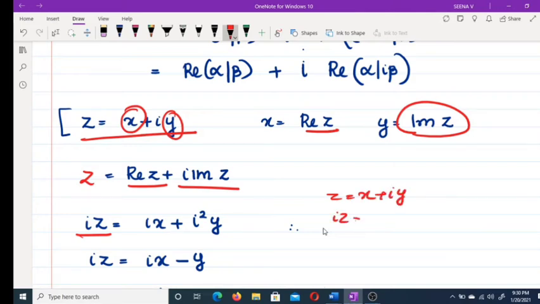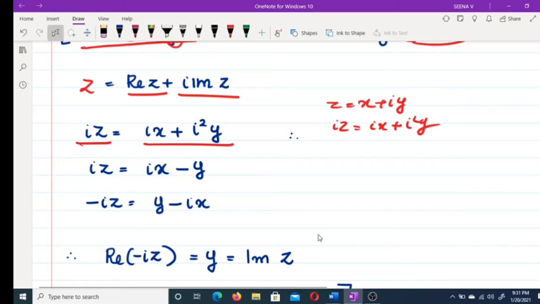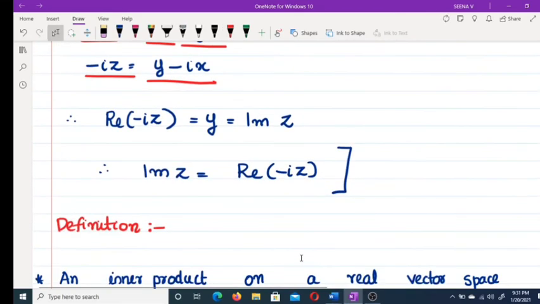iz means i into x plus i into iy, that is i square y. So ix plus i square y. iz is equal to ix, i square is minus 1, minus y. So minus iz is equal to, putting the minus sign, we get y minus ix. So what is the real part of minus iz? Real part of minus iz is equal to y, which is equal to imaginary part of z. So imaginary part of z is the same as real part of minus iz.